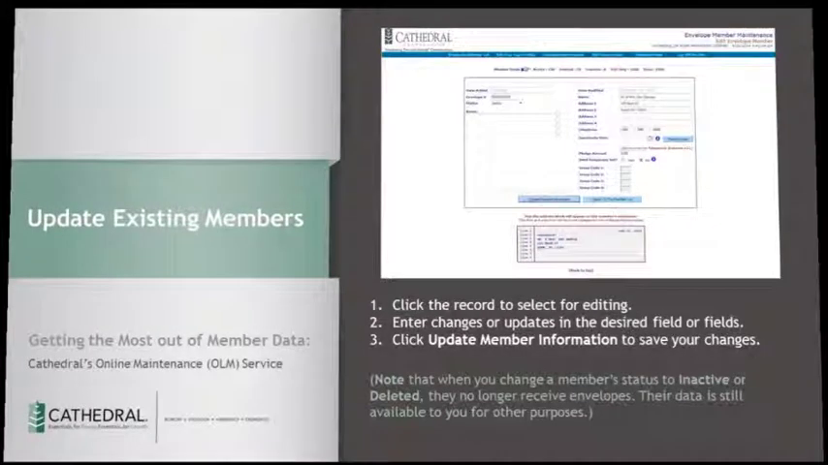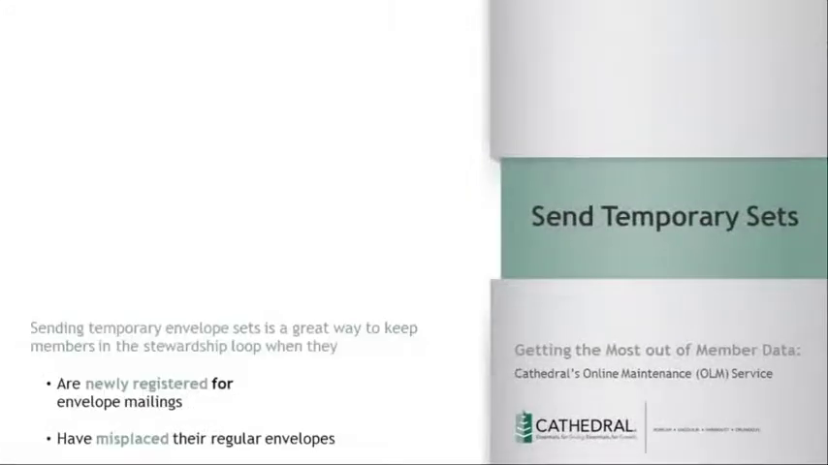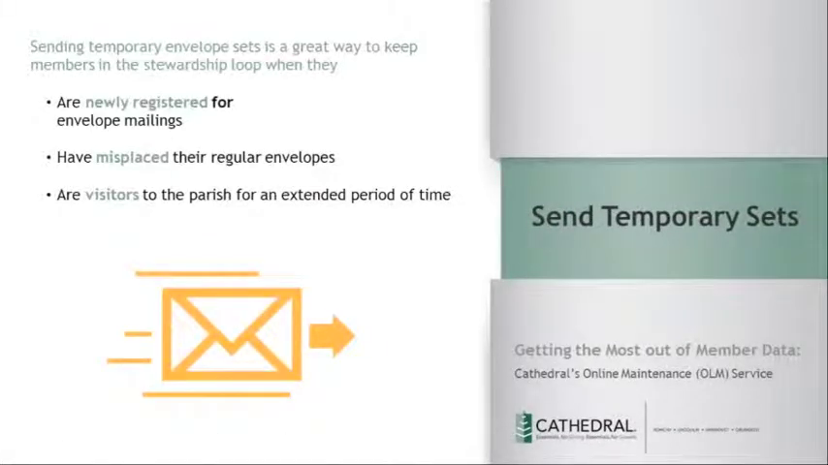One of the other things that you can do from the member's record is send them a temporary set of envelopes. As a note, you will need to have your account set up to be able to send temporary sets. If you're uncertain as to whether your account is currently set up to do this, please be sure to contact your customer service representative and they can take care of it for you.